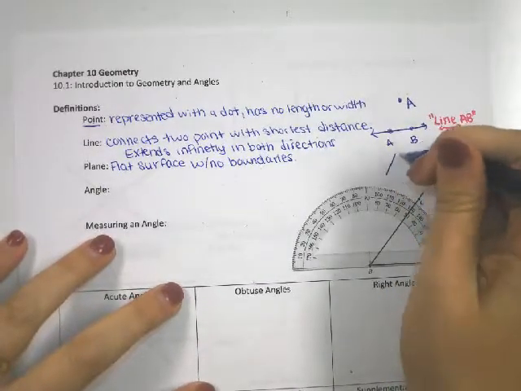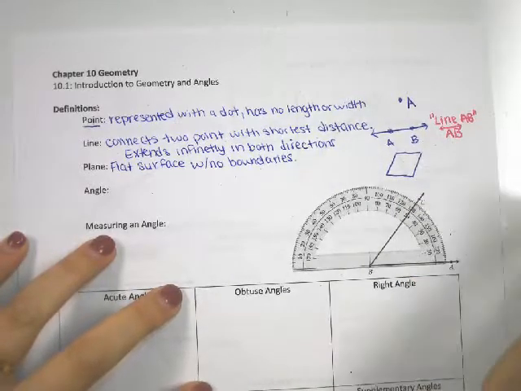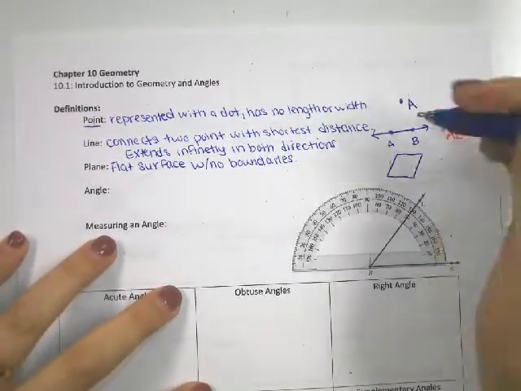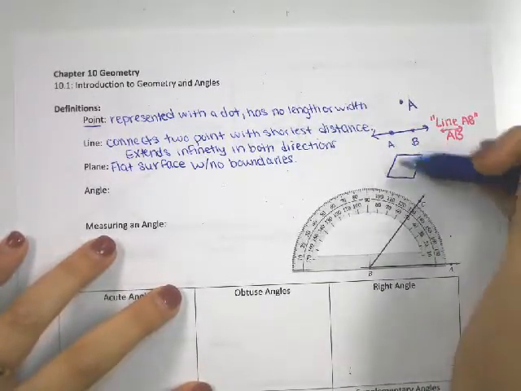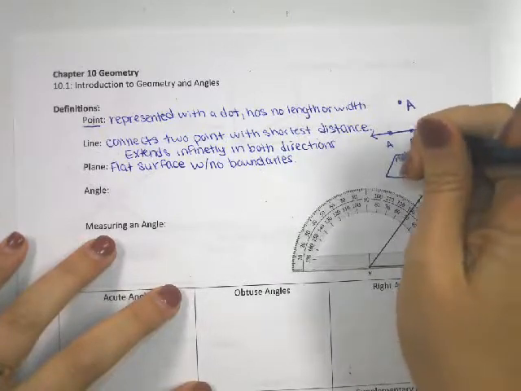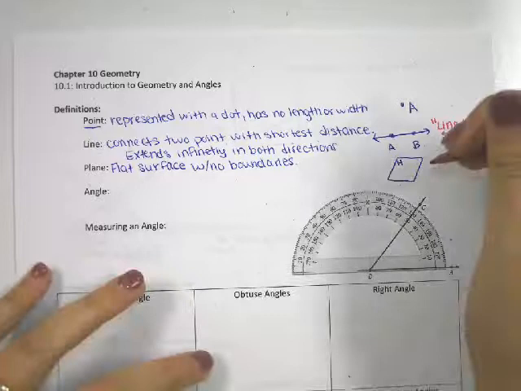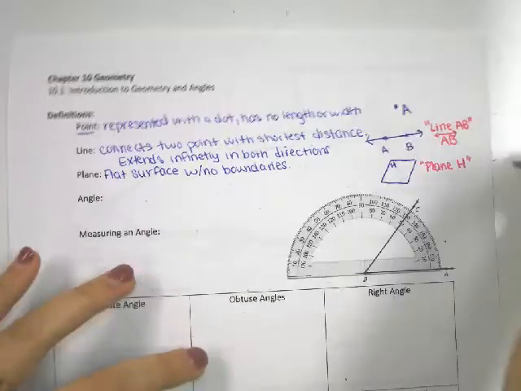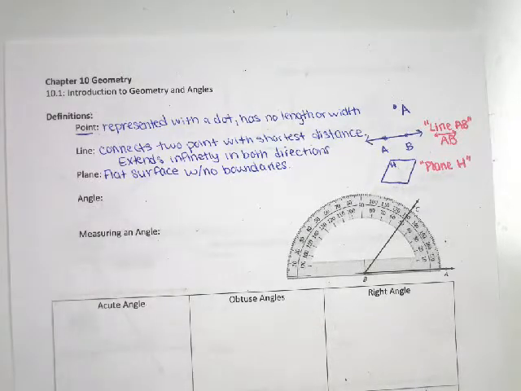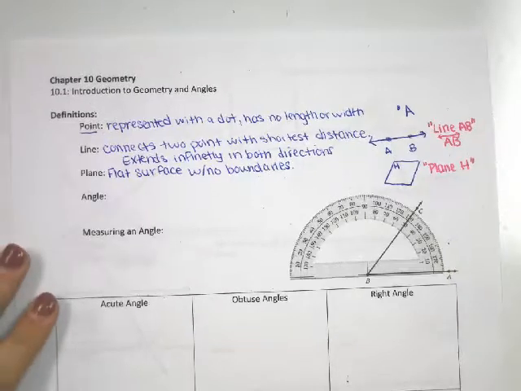And if I draw a plane over here, we can't put arrows on the edge of this paper, we can't show that it goes on forever. We just have to show it abbreviated, cut off a little bit. And planes are also identified with capital letters, so I put a little H there, so we would call this plane H. We won't work a lot with planes, okay? It's just a good thing to know we have them.